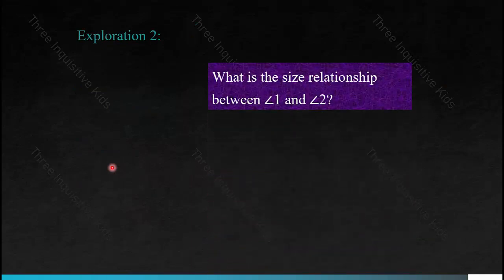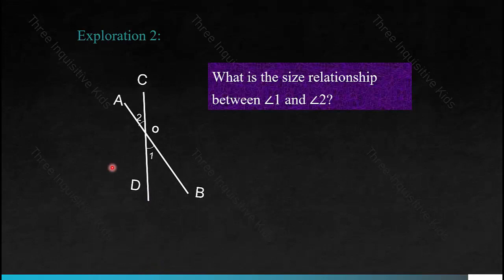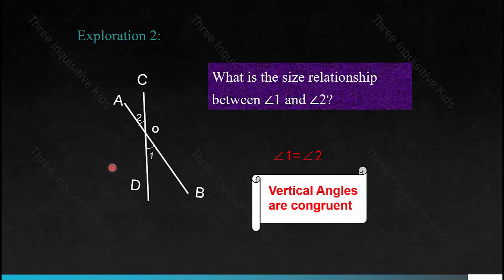Exploration 2. What is the size relationship between angle 1 and angle 2? Here we have the same figure, but what is their size relationship? Well, angle 1 is equal to angle 2, because we know that vertical angles are congruent. This is the feature of vertical angles.